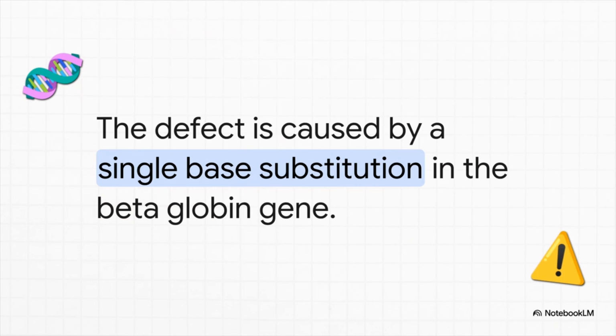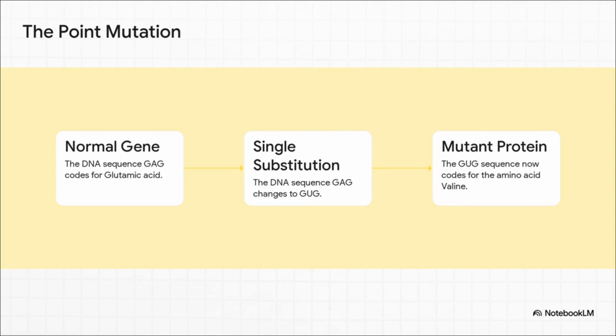And this is the absolutely mind-blowing part. The entire reason for this devastating disease, it all comes down to a single point mutation. A change in just one letter of the genetic code in the gene that builds hemoglobin. So let's break this down. It is an incredibly tiny error.